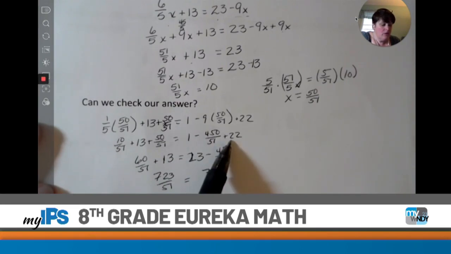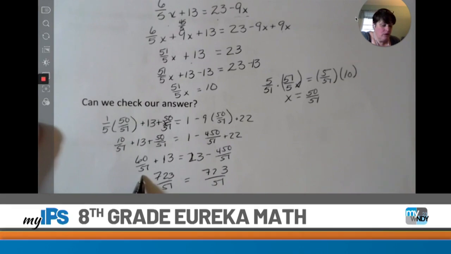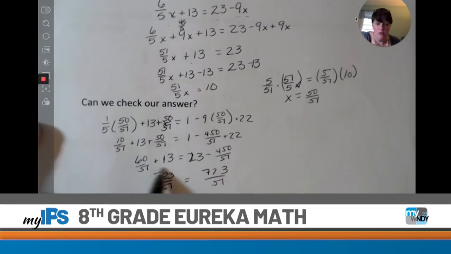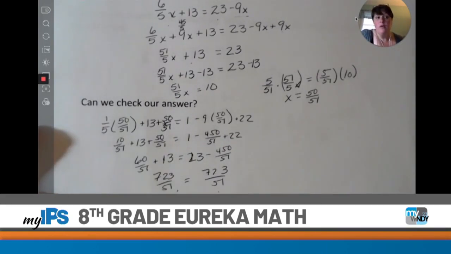That would be 60/51 plus 13 is equal to 23 minus 450/51. And you would end up with a fraction greater than 1 of 723/51 on both sides. Take some time and do it. I just want to move along right now.